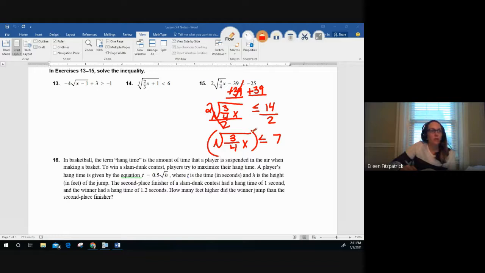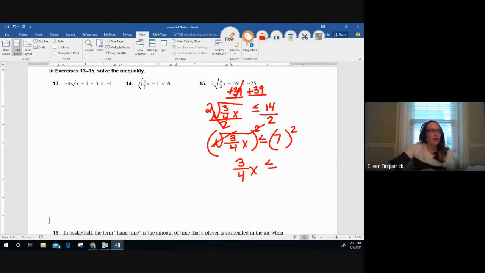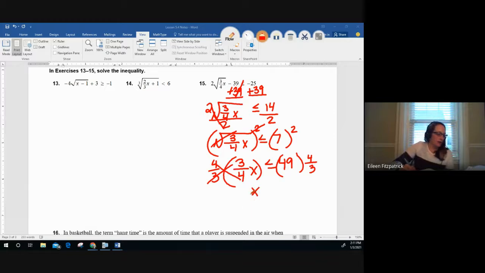Then I'm going to square both sides. So now I have 3 over 4x is less than, hold on 1 second. I guess I could move this down real fast. Maybe I can. Oh, there we go. Give myself a little more room. All right. Less than or equal to 49. Then I'm going to multiply both sides by the reciprocal of the fraction. So 4 over 3.